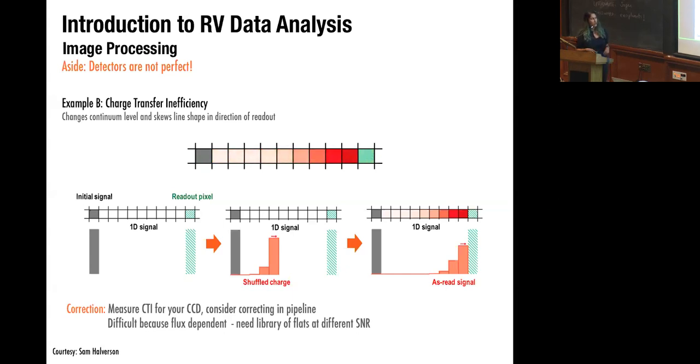This is bad because your lines are now skewed in the direction that you read them out. And again, we care about the shape of the lines. And it can mess with the level of the continuum that you're trying to measure.